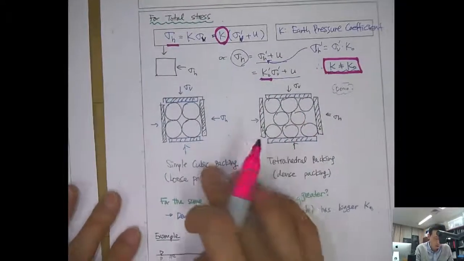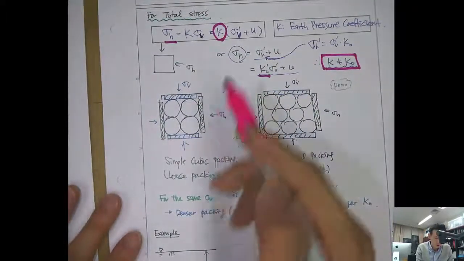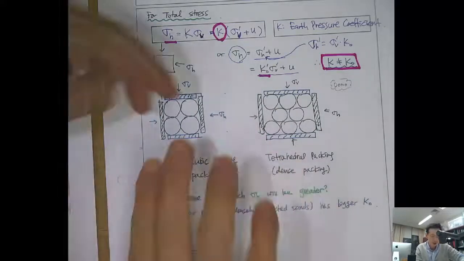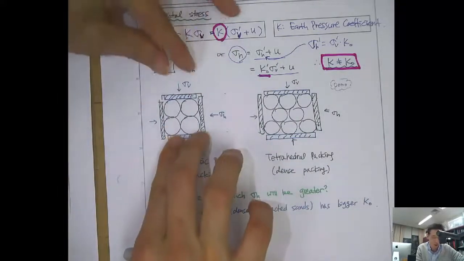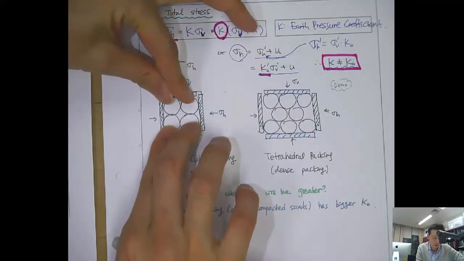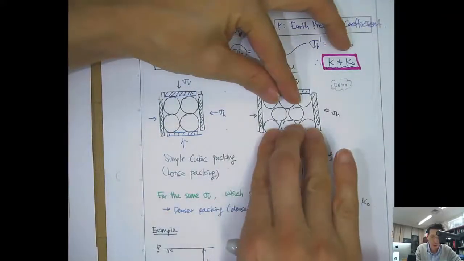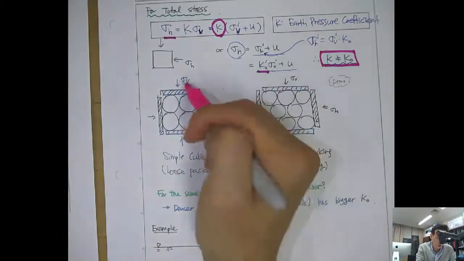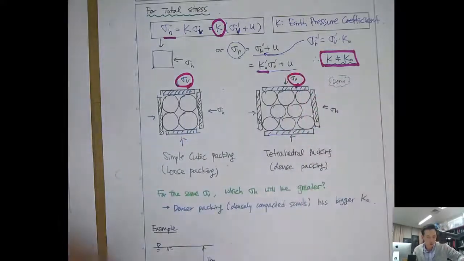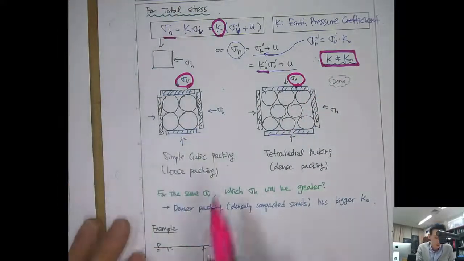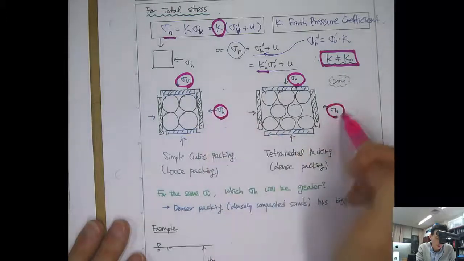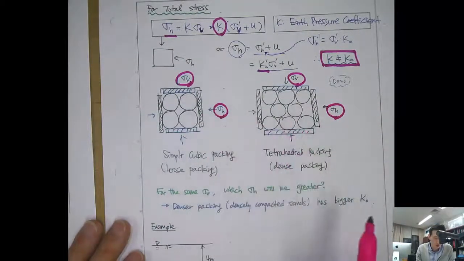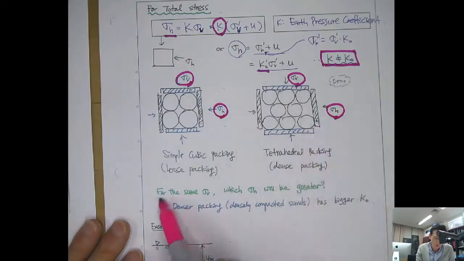We're going to have this demo in the class. You can think of the case where you have simple cubic packing, so that the grains are aligned in a square manner, and tetrahedral packing, which is a denser packing, in a kind of triangular pattern. Then when you have a sigma v, the force applied on the soil from the top, which case will have a greater sigma h for the same sigma v?